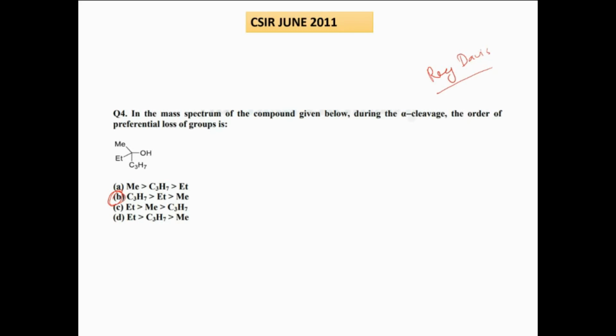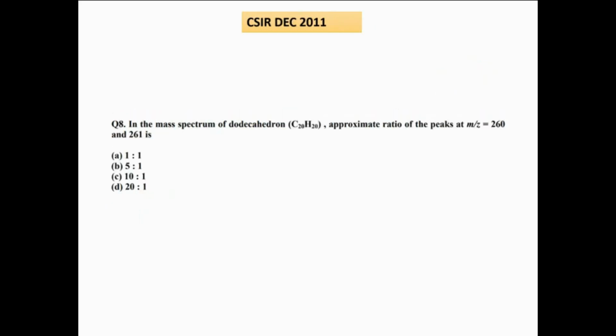Okay, so this is Stevenson's rule, the basic Stevenson's rule. The mass spectrum of dodecahedron. So for dodecahedron, the approximate m/z is 260 to 261.